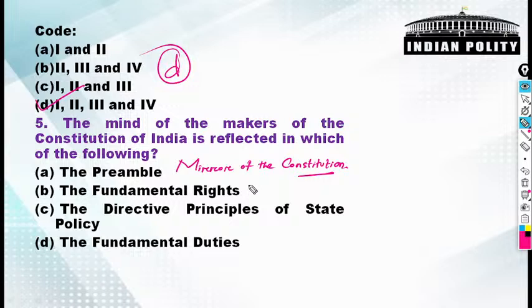So the preamble is called a mirror because it reflects the sole objective of the Constitution. That is justice, equality, liberty, fraternity, dignity of individuals, unity and integrity of the country. And it establishes a constitutional government in India. Therefore, the preamble is called the reflector of the minds of the makers of the Constitution. A. Answer will be A.